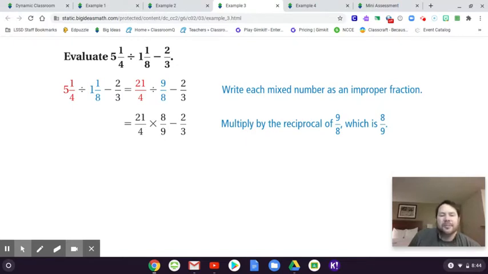Let's cross cancel. What does 21 have in common with 9? What is the greatest common factor of 21 and 9? It is 3. So we're going to cancel out 21 and 9, divide them each by 3. This will become 7. This will become 3.